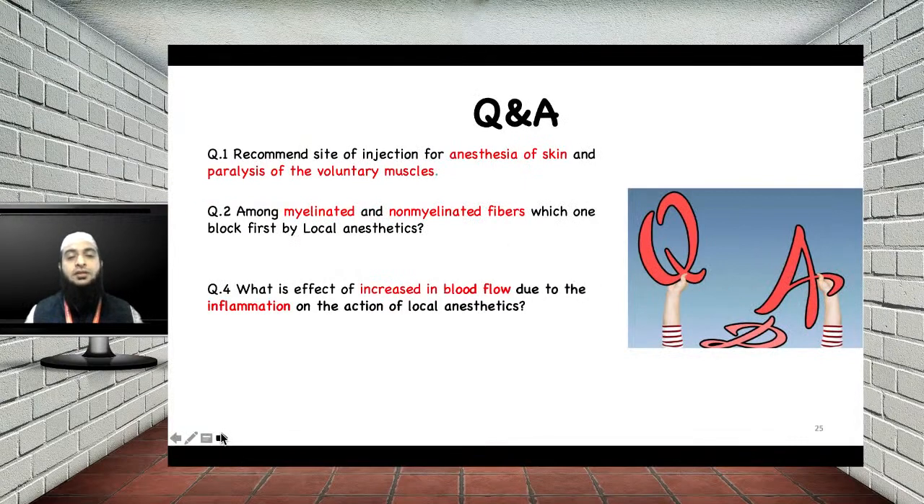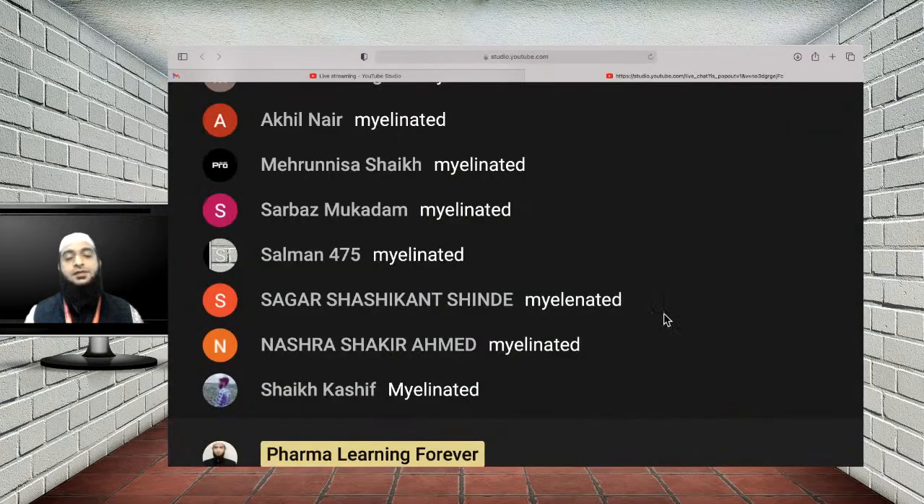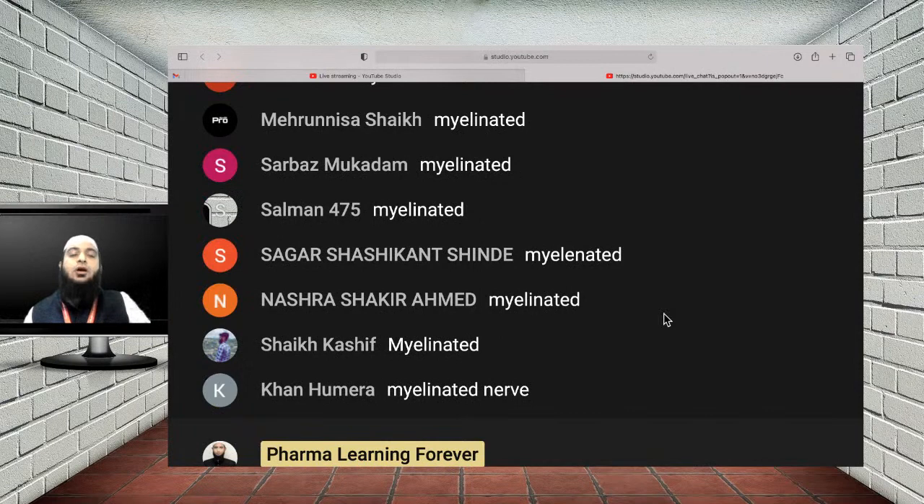What is the effect of increase in blood flow due to inflammation on the action of the local anesthetics? So here we have seen the four types of effects. Okay, so let's summarize it. I want every one of you to give a different reason. What is the effect of inflammation on the action of the local anesthetics?